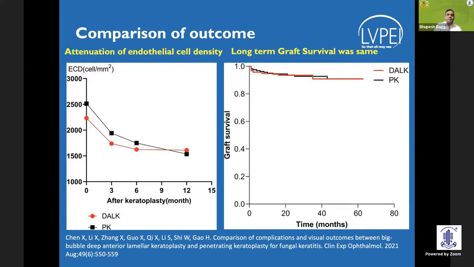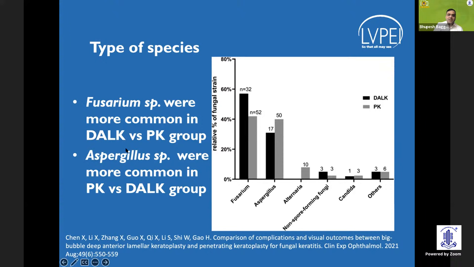But the interesting thing is, if you see the species-wise breakdown, Aspergillus species were much more likely to go for PK versus DALK. As you can see, in 67 cases of their series, 50 cases underwent PK. Versus Fusarium, which we know spreads more horizontally, the Fusarium species were more common in cases of DALK.